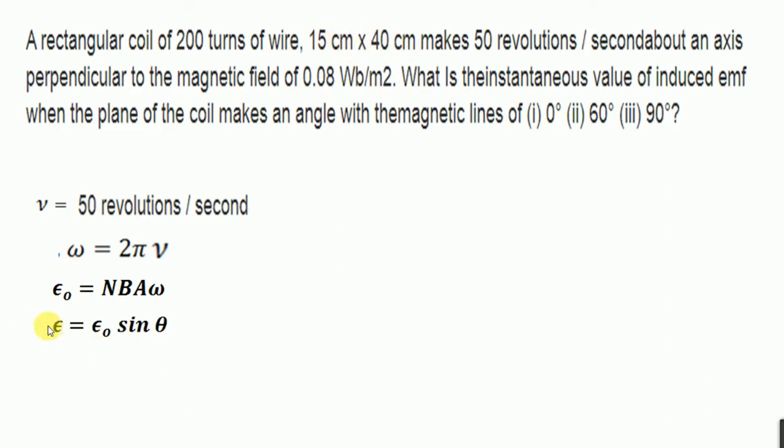Then you have to find the EMF when the angle is 0 degree, so you can use this formula. So E is equal to E naught sine theta, and you will get E naught from here. First you will put 0 degree, so that means there will be no EMF because sine 0 is 0. In the second case you have to put 60 degree in this angle, and in the third case you have to put 90 degree. That time the EMF will be maximum.